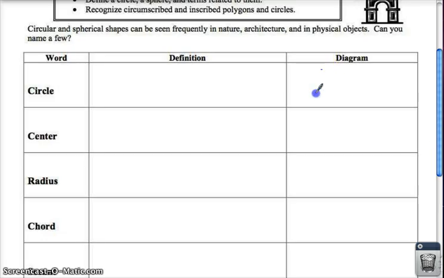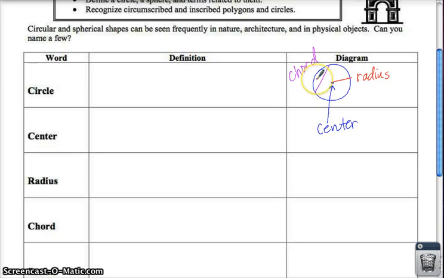So a circle, the diagram, looks something like this. And obviously I just drew this dot right here, so that is the center of the circle, which is our second vocabulary word. Then we have a radius of the circle, right? So the red part is the radius, which establishes the definition of a circle. Think about that. A chord, so here this purple part is a chord. So notice, what is a chord?